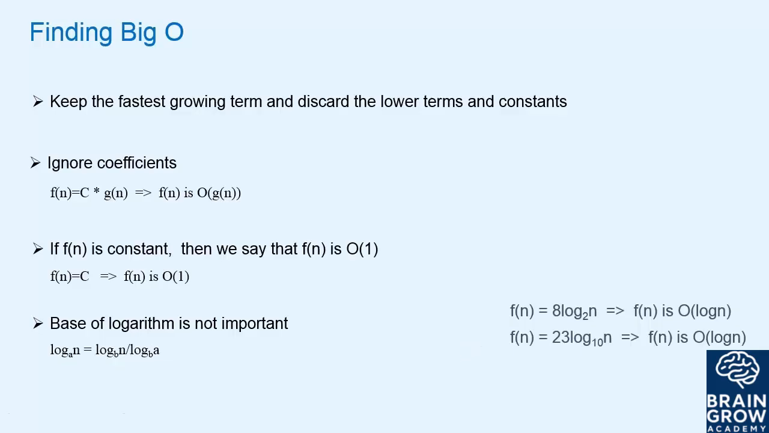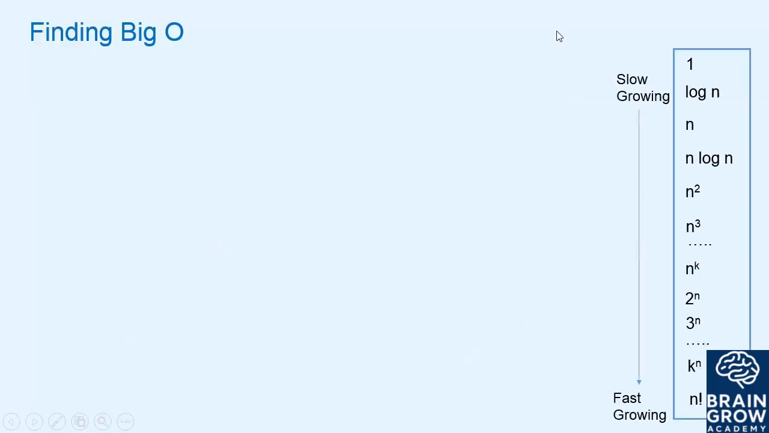Now we'll take some functions and find big O for them using these rules. We'll use this list to identify the fastest growing term in the function. Now this is a constant function, so it is just order of 1. Now here we have these three terms, n cube, log n and n. So here we have n, here we have log n and here we have n cube. And we can see that this n cube is the fastest growing term in this function. So this function is order of n cube.